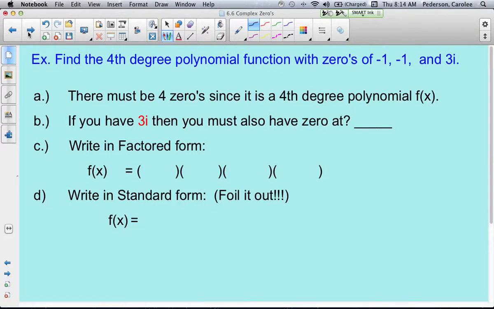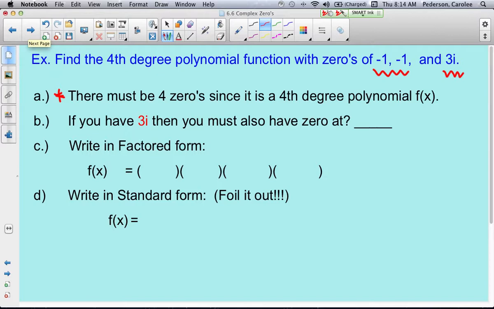We're going to go on to find the fourth degree polynomial giving these zeros, negative 1, and then 3i. So we'll go through some steps. So we know that there must be 4 zeros because it's a fourth degree polynomial. You don't need to write this first step down. It's just kind of explaining it. If they give you that it's a fourth degree polynomial and you have these zeros, you have a negative 1 and a negative 1, which is called a repeated zero, and then you have 3i. Notice that is a complex zero.